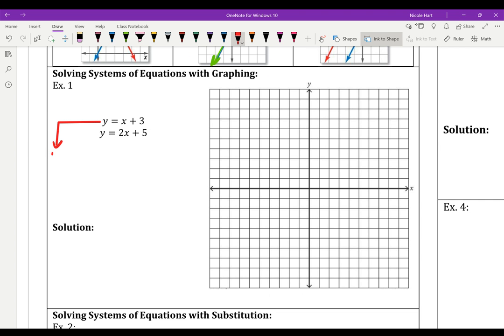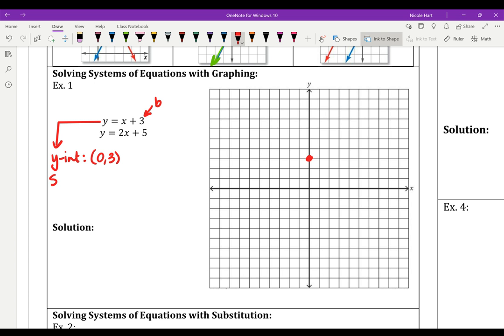This first equation, we are going to need to look for the y-intercept. There we go. And the y-intercept is our b value, or the number that's by itself. And so it's at 3, which the location of that on the coordinate plane is 0, 3. It's when your x is equal to 0. So I'm going to put a point at 0, 3 right here.